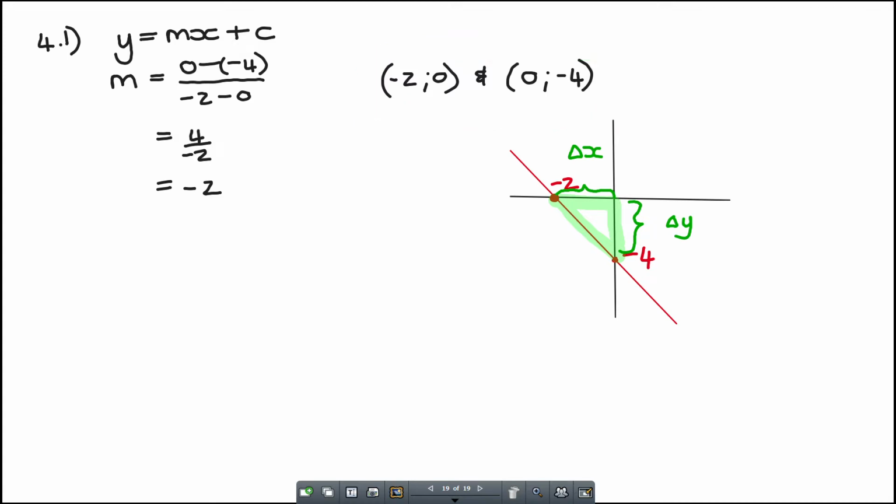Right. Okay, so my gradient is minus 2. So I can say y is equal to minus 2x plus c. Wat is daai plus c nou weer? My y-intercept. Maar waar sny hy my y-as? By minus 4. So jy kan sommer direk vir my sê, minus 4. Is julle reg daar? Good.